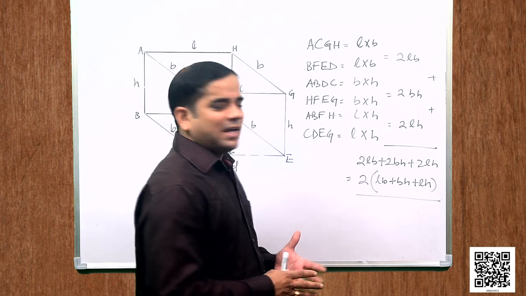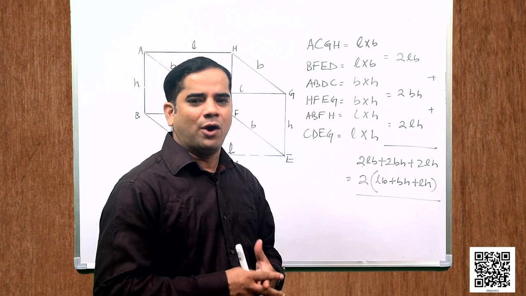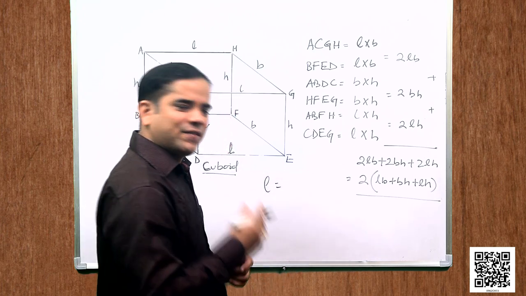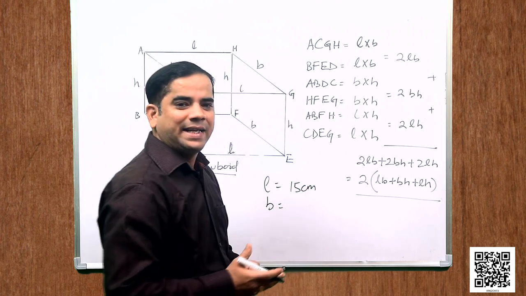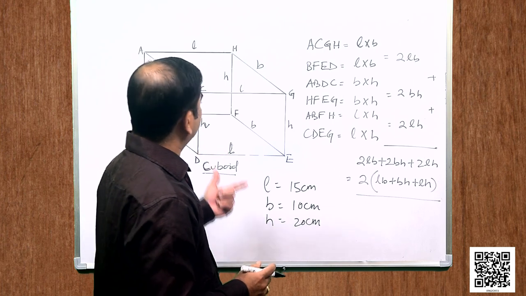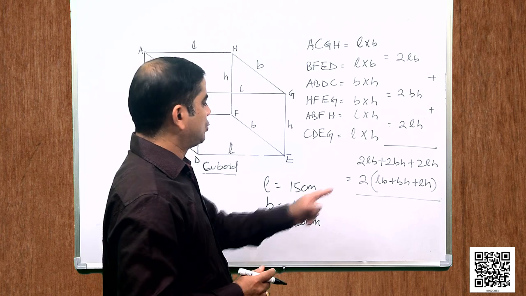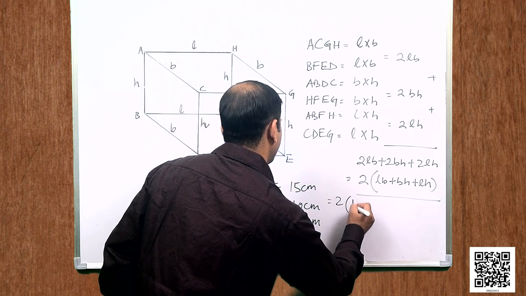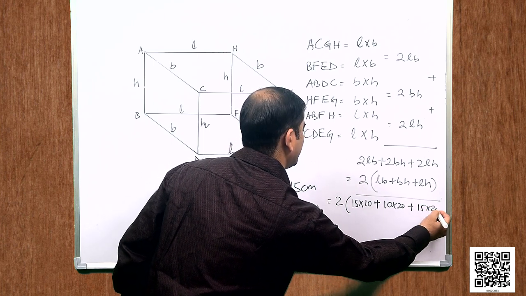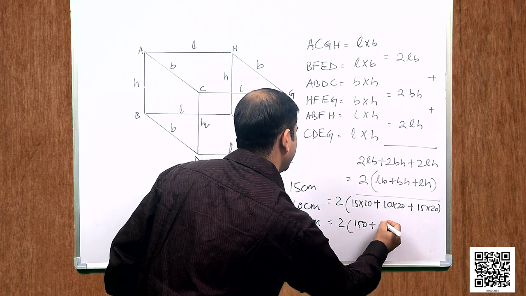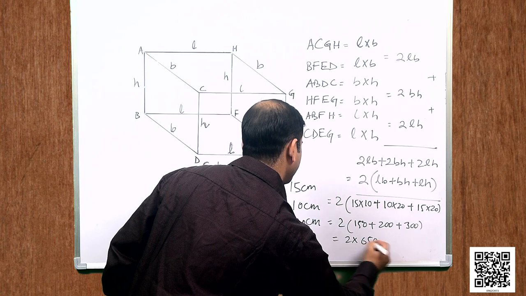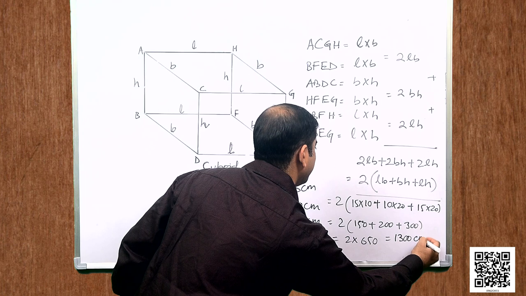That means, for example, if the length, breadth and height of a cuboid are 15 centimeter, 10 centimeter and 20 centimeter respectively. Length is 15 centimeter, breadth is 10 centimeter and height is 20 centimeter. Then we can find out the total surface area of the cuboid by using this formula. 2 into LB plus BH plus LH, that is 2 into 15 into 10 plus 10 into 20 plus 15 into 20. That is equal to 150 plus 200 plus 300, or 2 into 650, that gives us 1300 centimeter square.